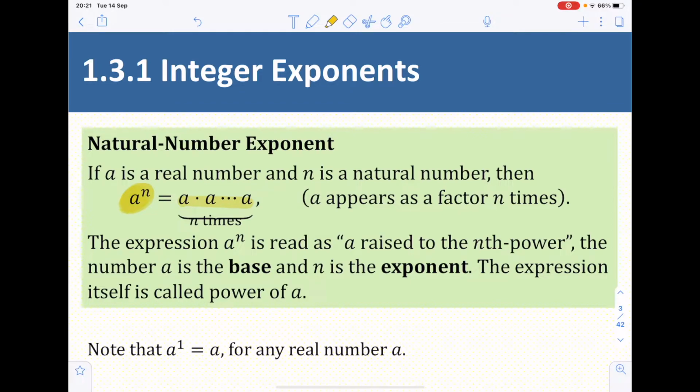a to the power n is a times itself n times, where a is a real number and n is a natural number. Okay, so the expression a to the power n ويقرأ أو read as a raised to the nth power، أو نقول a to the power n. a is the base اللي هو الأساس، n is the exponent أو الباور أو الأس.